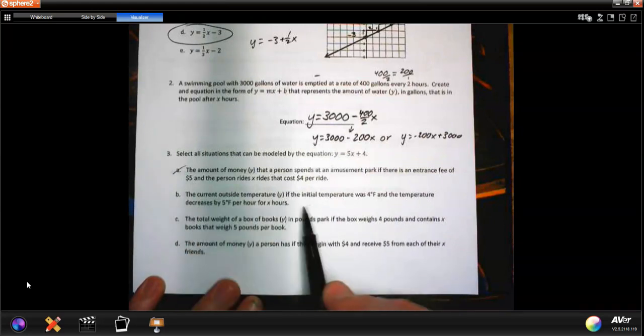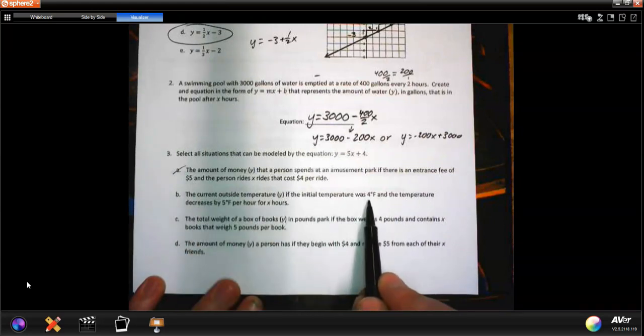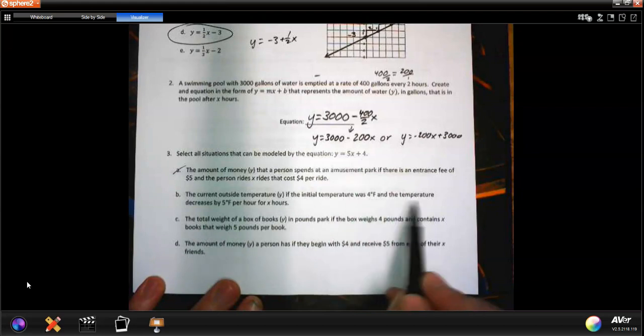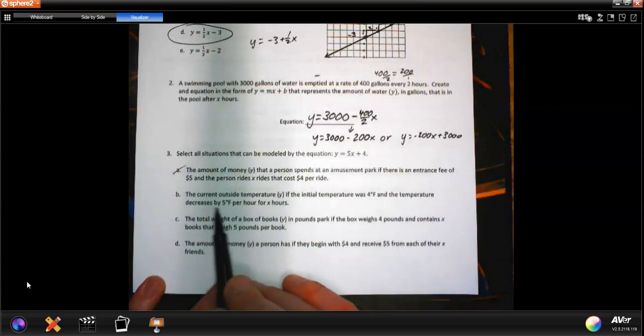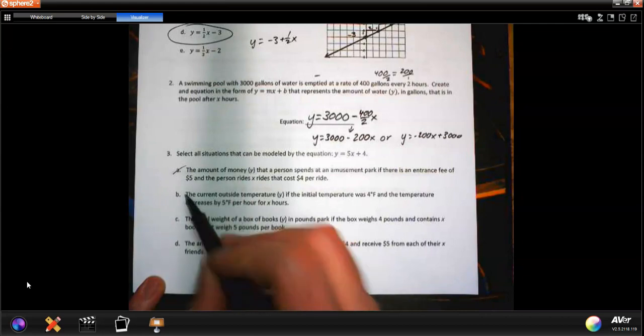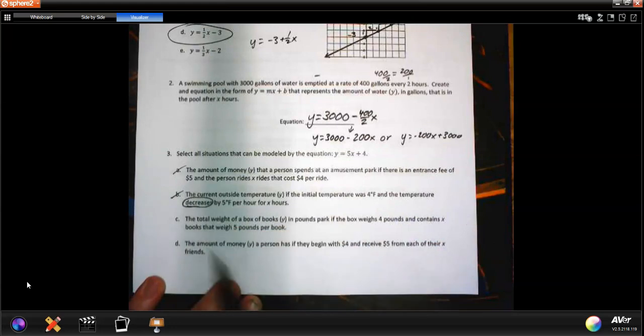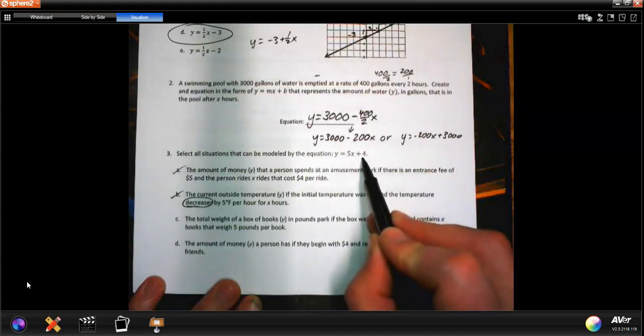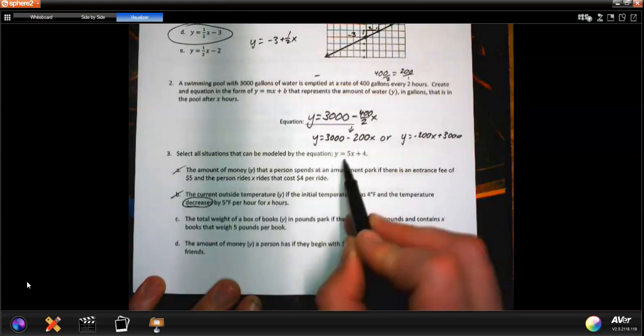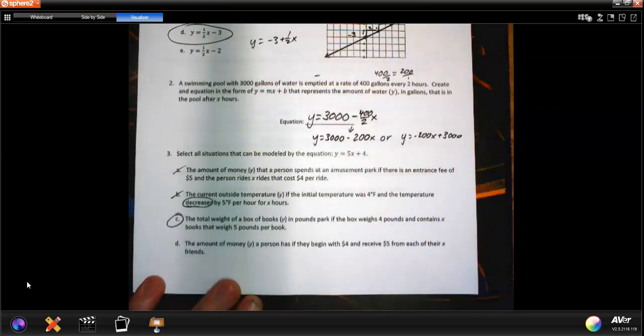The current outside temperature, if the initial temperature was 4 degrees, yes, and the temperature decreases by 5 degrees per hour. No, the word decreases. This is increasing. The total weight of a box of books, if the box weighs 4 pounds and it contains books that weigh 5 pounds per book. So the box is 4 pounds, yes. And each book is 5 pounds, absolutely.